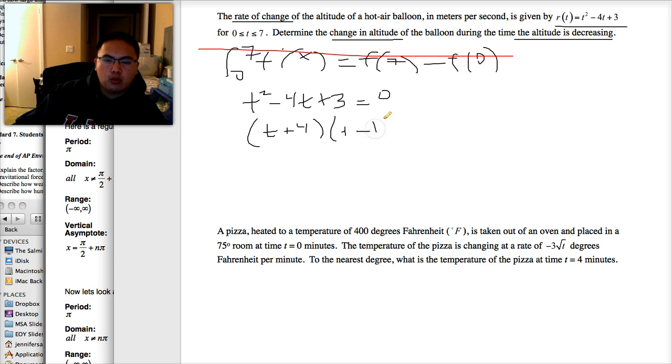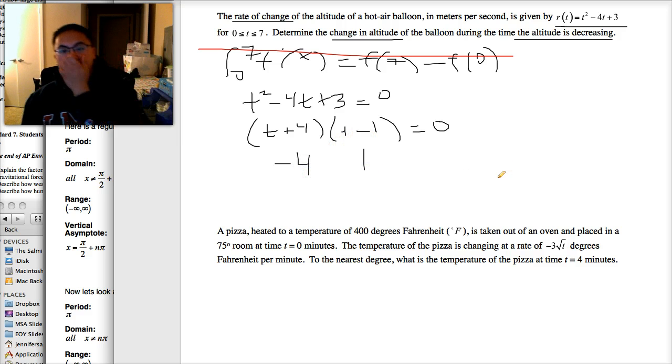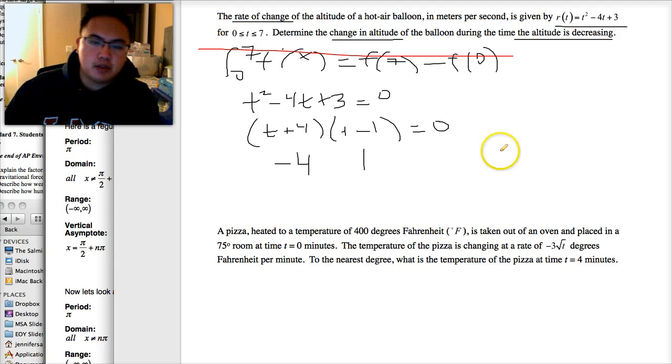And that word that you might have forgotten is critical numbers. My critical numbers are negative 4, right? If these two multiply to give me 0, t has to be either negative 4 or t has to be positive 1. So what I found is that these are the critical numbers on my number line. Here's the problem. All I care about is between 0 and 7. Like, I don't care what this hot air balloon amounts to in negative time.